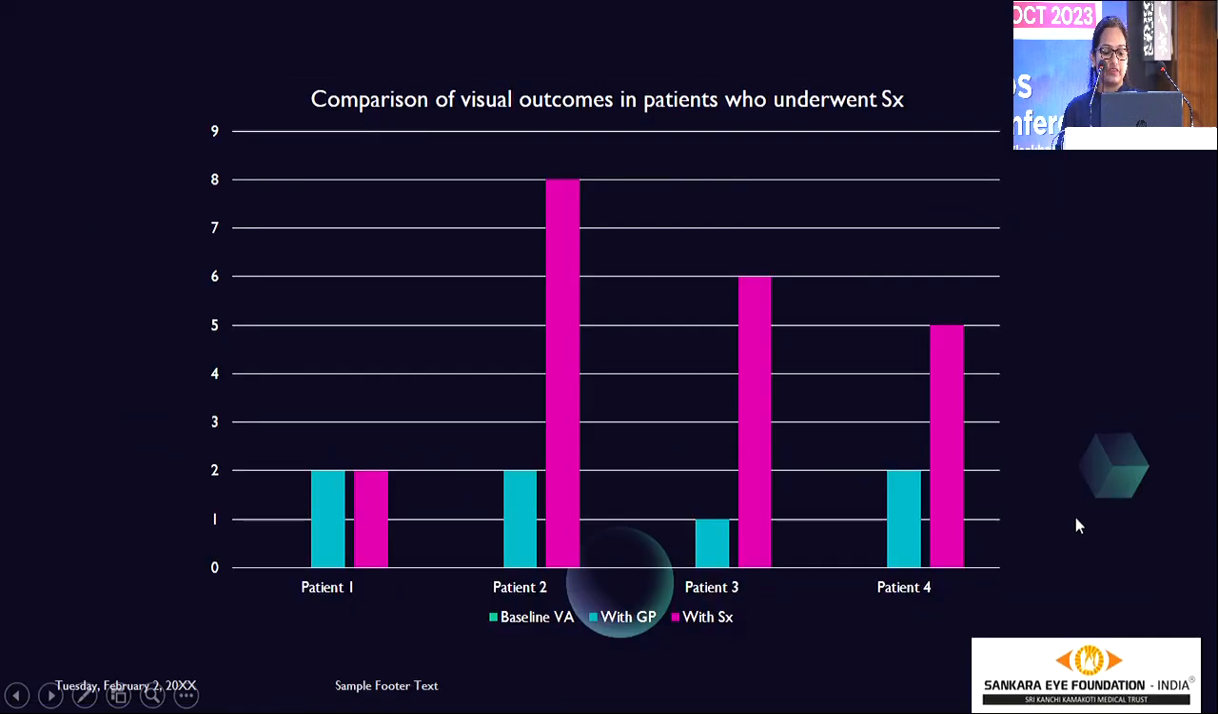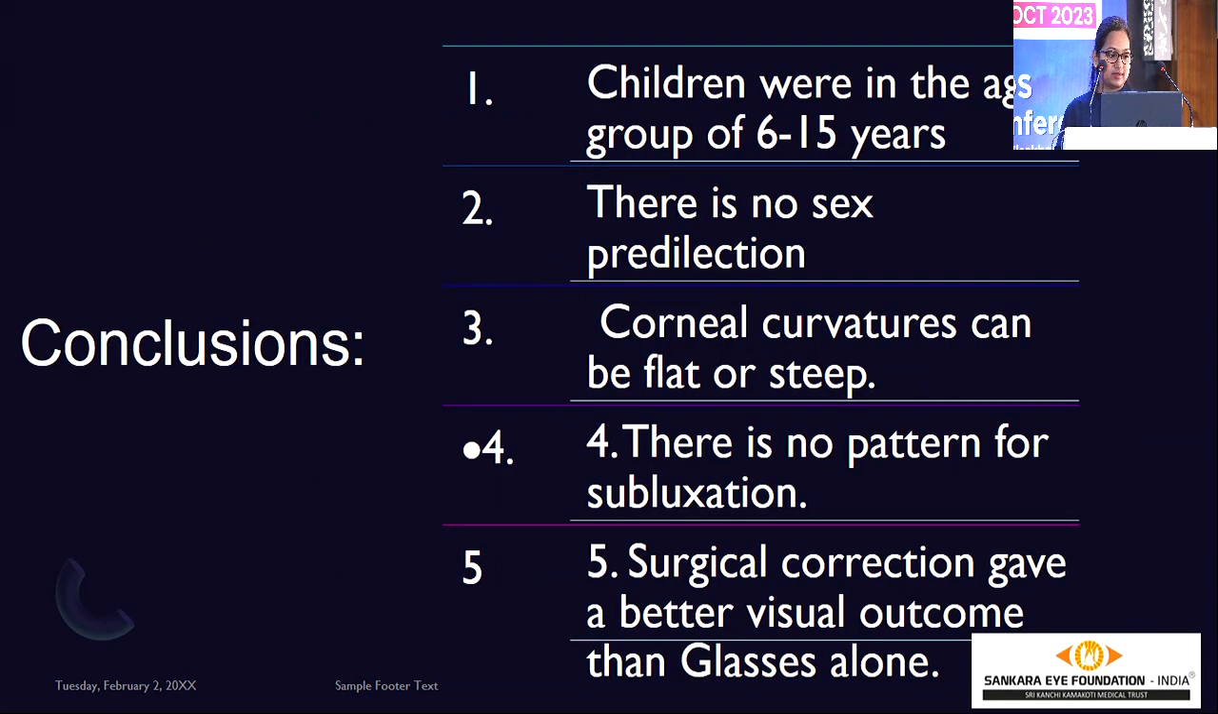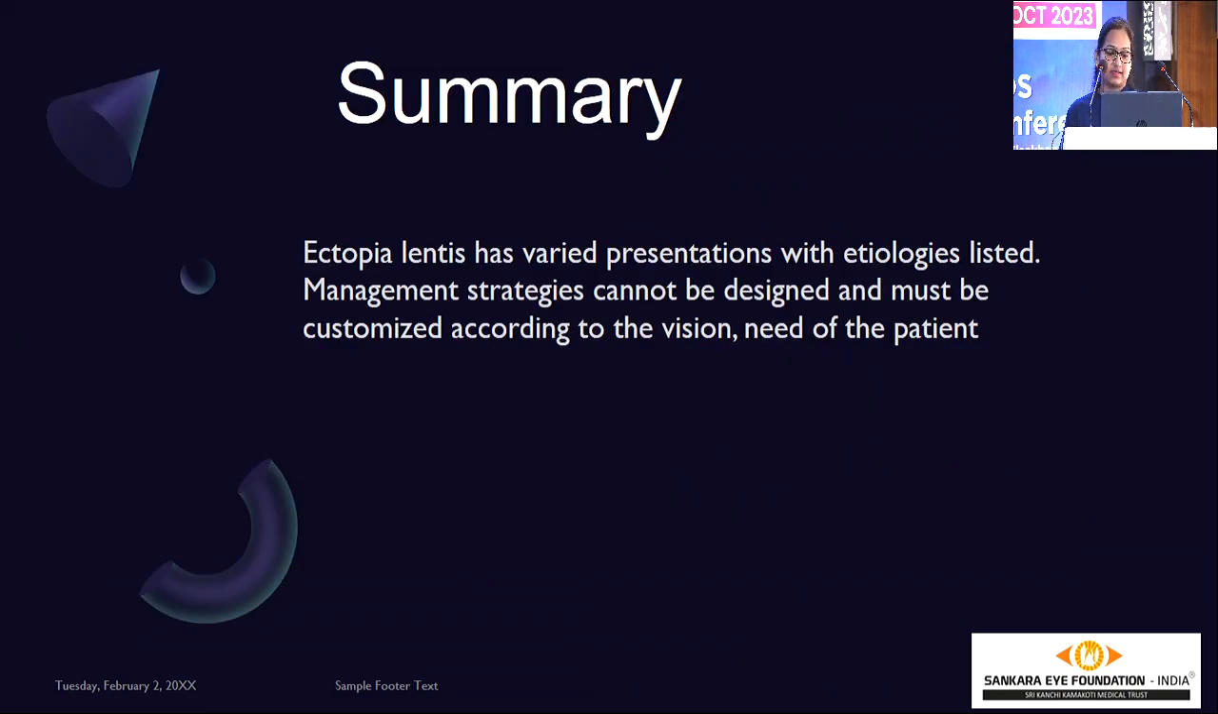And for comparison of visual outcomes, all of them showed an average of 4 lines of visual acuity improvement after surgery rather than with glasses. And to conclude, children were in the age group of 6 to 15 years. There is no sex predilection. Corneal curvatures can be flat or steep in all these cases. There is no pattern for subluxation, as we have learned. And the surgical correction always gave a better visual outcome than glasses alone.